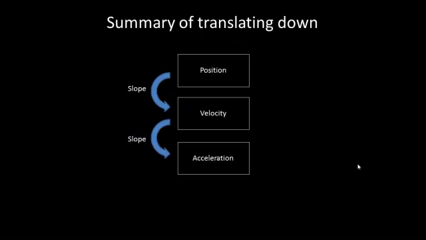So a quick summary: what we have done thus far is consider translating down. So we start with a position versus time graph. We use the slope to find our velocity at any given instant in time. We can then look at our velocity versus time graph and use the slope to find the acceleration. Now that we have considered translating down, let's look at translating up, meaning going from acceleration to velocity to position.